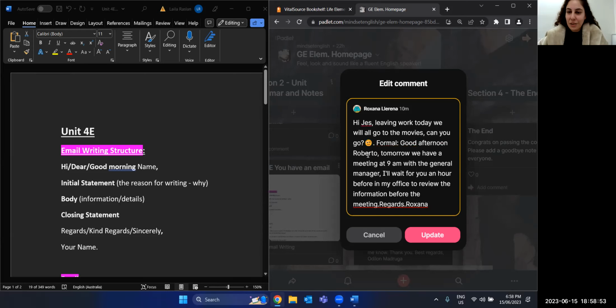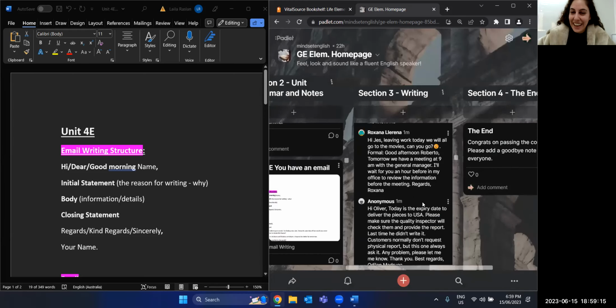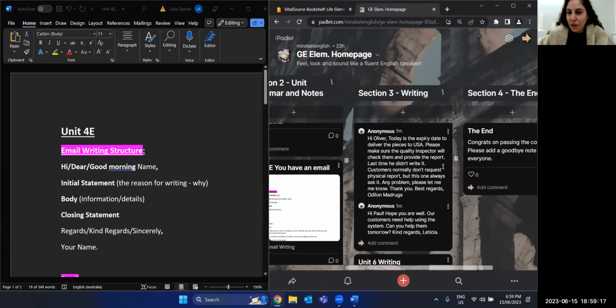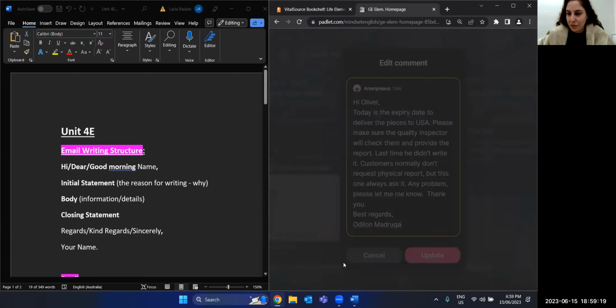Good morning, Roberto, comma. Tomorrow, so this would be on a new line. So tomorrow we have a meeting at 9 a.m. with the general manager, full stop. I'll wait for you an hour before in my office to review the information before the meeting. Regards, comma, Roxana. Good. Yeah? We have two more. I'll quickly check these two and then we'll have a break.